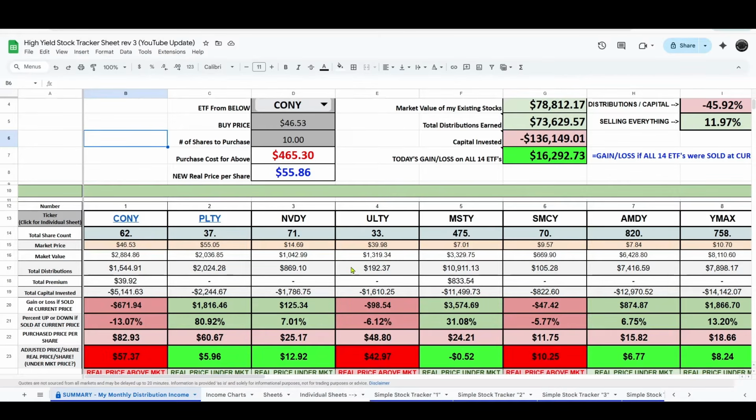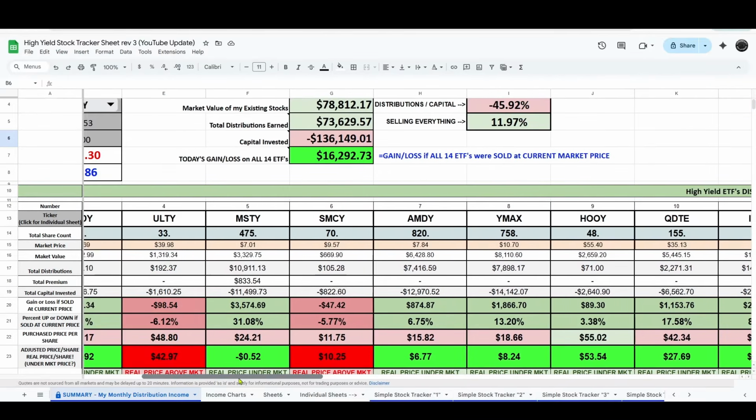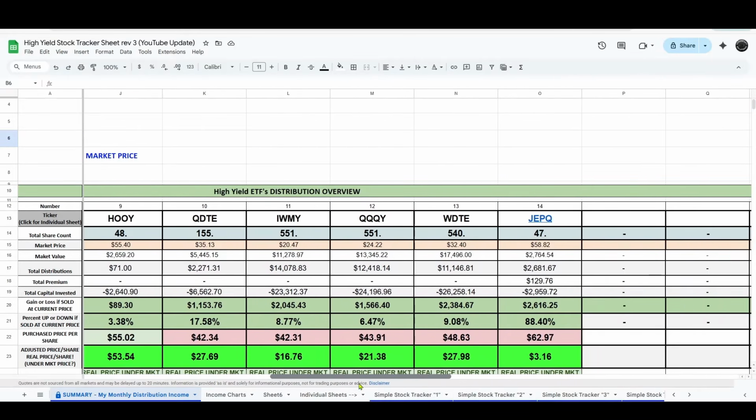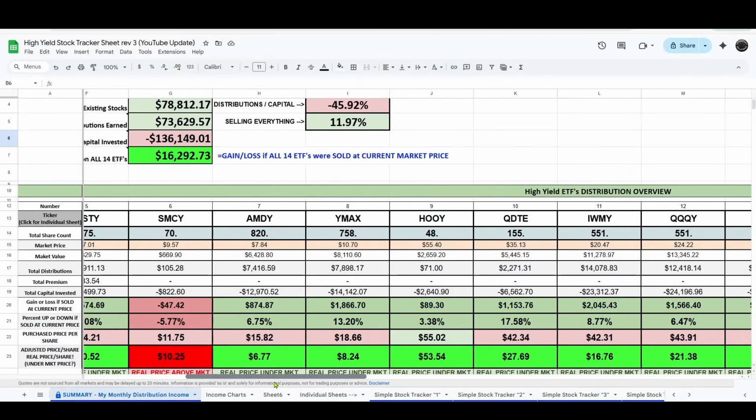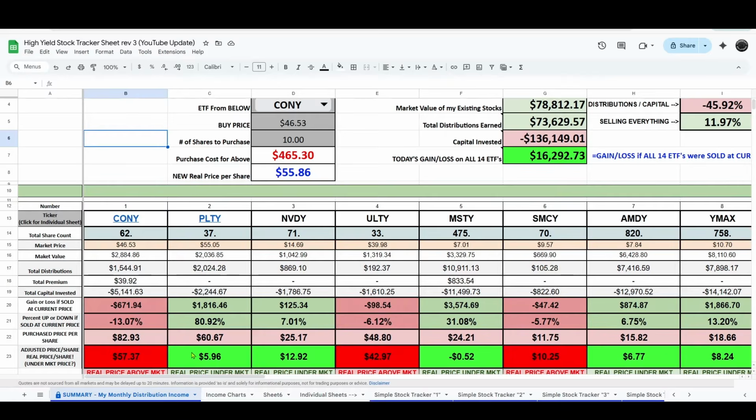Because as you can see currently, I am down on CONY, ULTY, SMCY, and the rest of them, as I scroll over, are all green. So the rest of them, so far as of today, I am still good. But when I enter in my distributions, we'll find out what that adjusts my real price per share to. As you can see on SMCY, my real price per share of $10.25 is not too far away from that market price of $9.57. So I'm excited. Let's jump in and get those sheets updated.